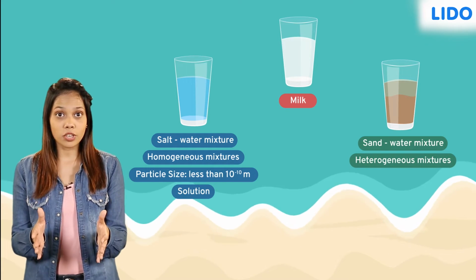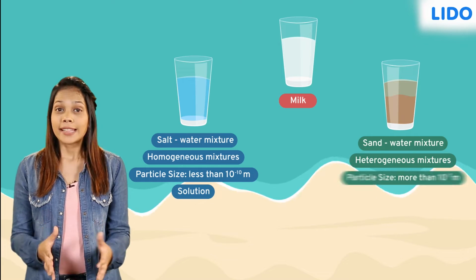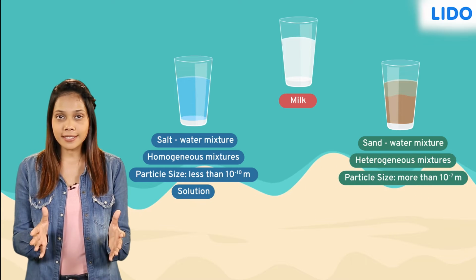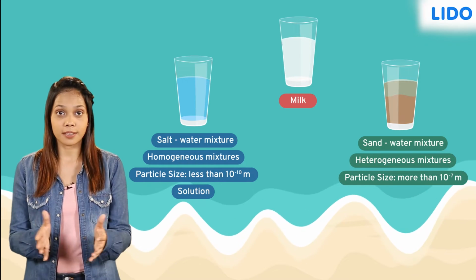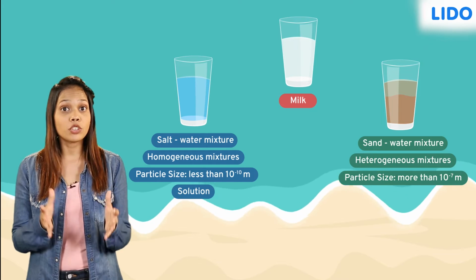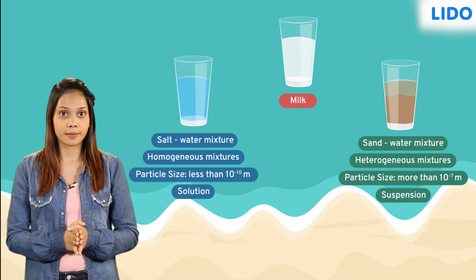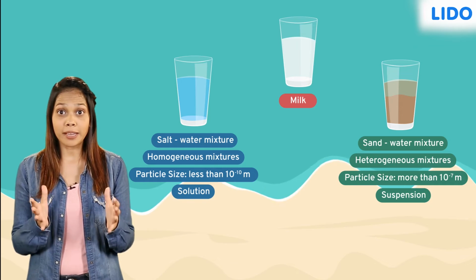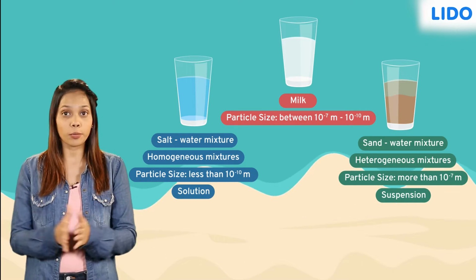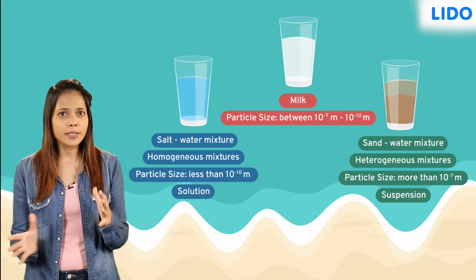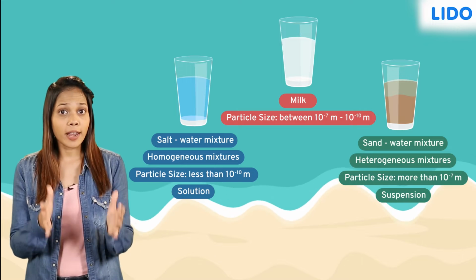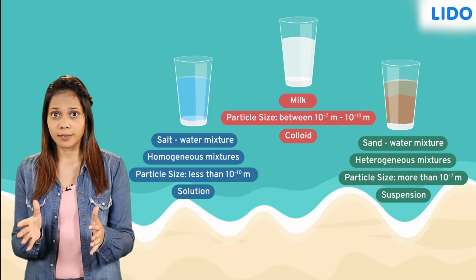In heterogeneous mixtures, like that of sand and water, the size of solute particles is greater than 100 nanometers. That is 10 raised to negative 7 meters. This is why we can see particles very clearly. Such heterogeneous mixtures are called suspensions. Now, in mixtures like milk, the particle size is between 1 nanometer and 100 nanometers. These particles aren't visible to the naked eye, but they can be seen under a microscope. Such heterogeneous mixtures are called colloids.